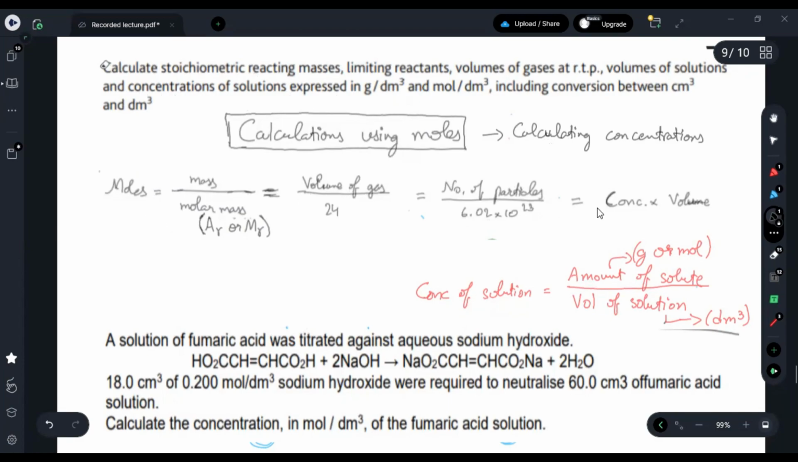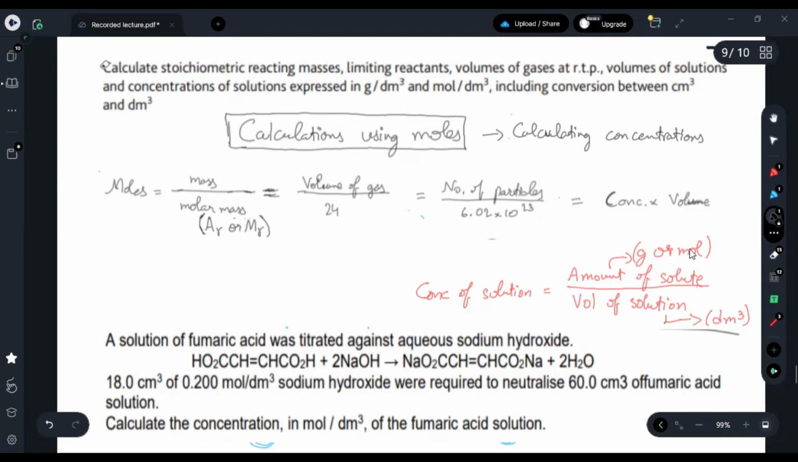And for this question, our main concern would be this formula, that is moles is equal to concentration multiplied by volume. So this actually came from here, that is the concentration of solution is given by the amount of solute divided by the volume of solution. That is how much solute is present in per unit volume of the solution. So amount can be given in terms of grams or moles.